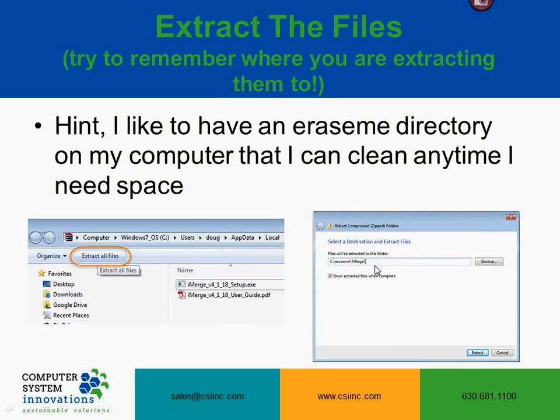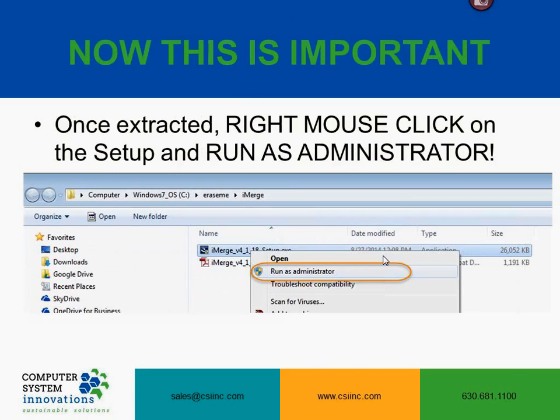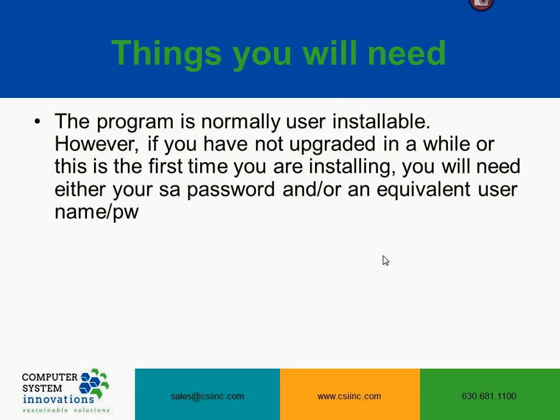And here's a little Doug Morris tip of the day. I like to create a directory on my hard drive called Erase Me. Erase Me means these are files I don't want. When I'm running out of space on my C drive, I can go out to that directory and just erase it all. So if I'm installing iMerge on my computer, I drop it in Erase Me, and I even put it in an iMerge subdirectory of Erase Me. Most important, when you go to install it, right mouse click on it and do a Run as Administrator. Okay, very important.